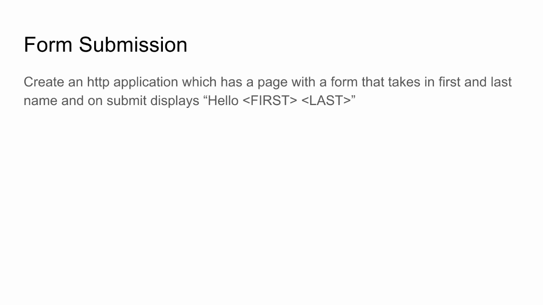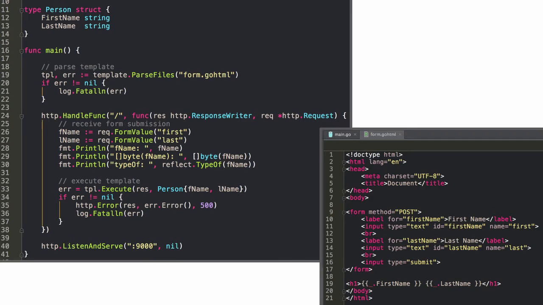A couple of exercises. Create an HTTP application which has a page with a form that takes in first and last name and on submit displays hello, first, last. Here's the solution. Using template. Listen and serve 9,000, default serve mux. Parse the template right here. And there's the template. Handle func.